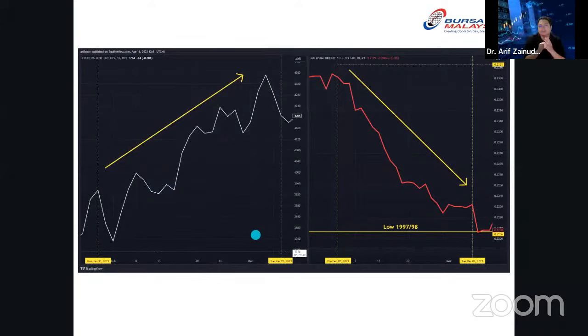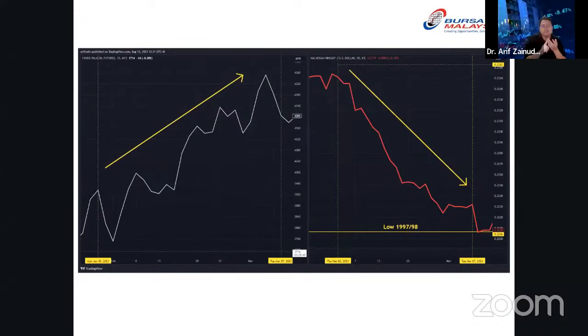So one of the major factors supporting the price increase to FCPO back in January was because ringgit was dropping. Ringgit was going weaker and weaker, so weak that it reached the low during the Asian financial crisis back in 1997-98. When they saw that ringgit is going cheap, the importers saw a huge opportunity to buy FCPO. When ringgit was weak, they bought a lot of FCPO, because whenever they convert to ringgit, they will get more ringgit.